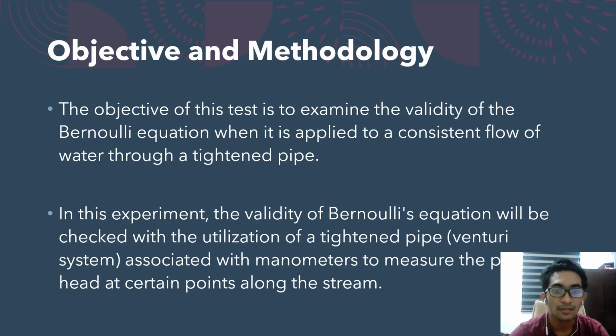Okay, here are the objective and the methodology. The objective of this test is to examine the validity of the Bernoulli equation when it is applied to a consistent flow of water through a tapered pipe. In this experiment, the validity of the Bernoulli equation will be checked with the utilization of the tapered pipe, which is a venturi system, associated with the manometer to measure the pressure head at certain points along the stream.